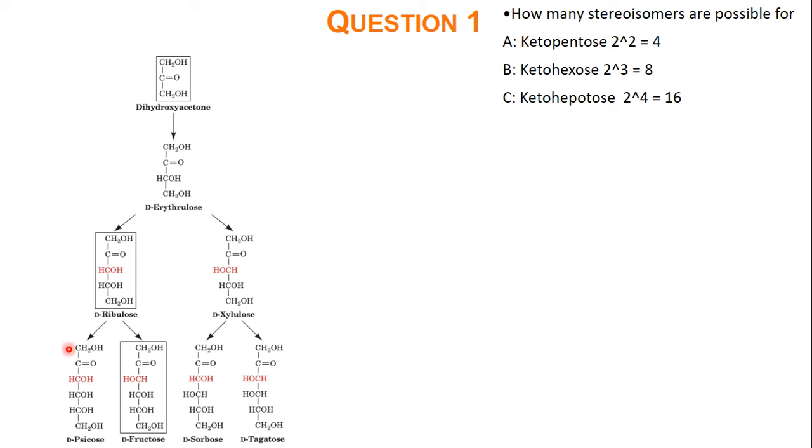If you go to a ketohexose, we have 1, 2, 3, 4, 5, 6 carbons. So that's 2 raised to the power of 3, which is 8. And a heptose would be 7 carbons, 2 raised to the power of 4, which is 16.